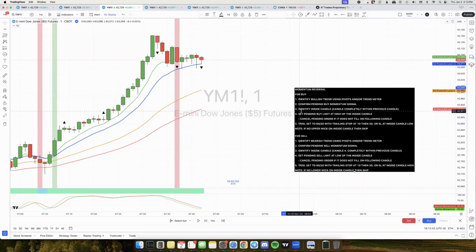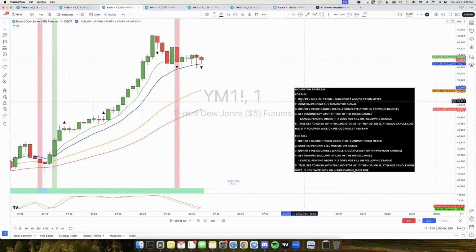For step two, you want to confirm that there is a pending buy momentum signal coming after the current momentum. So right here, we currently have a sell momentum signal. The next momentum signal has to be a buy because it goes from sell, buy, etc. So since we currently have a sell momentum right here, the next signal has to be a buy signal. With that confirmed, you have confirmed step two.